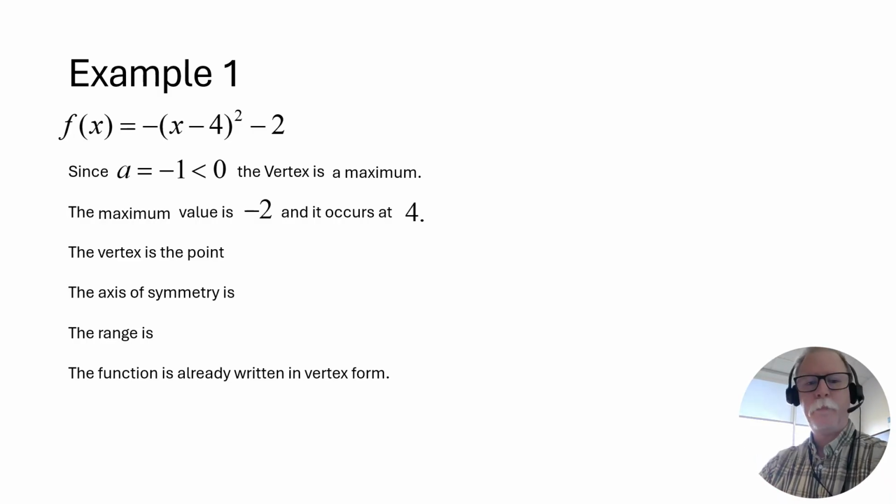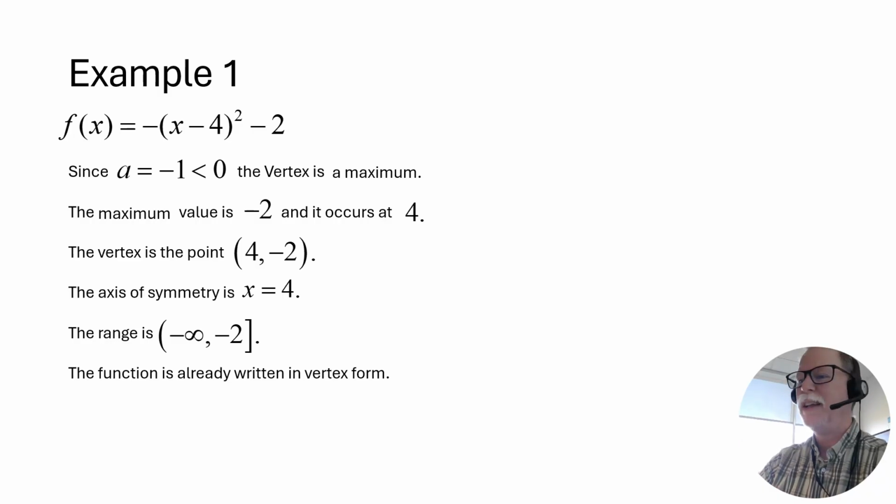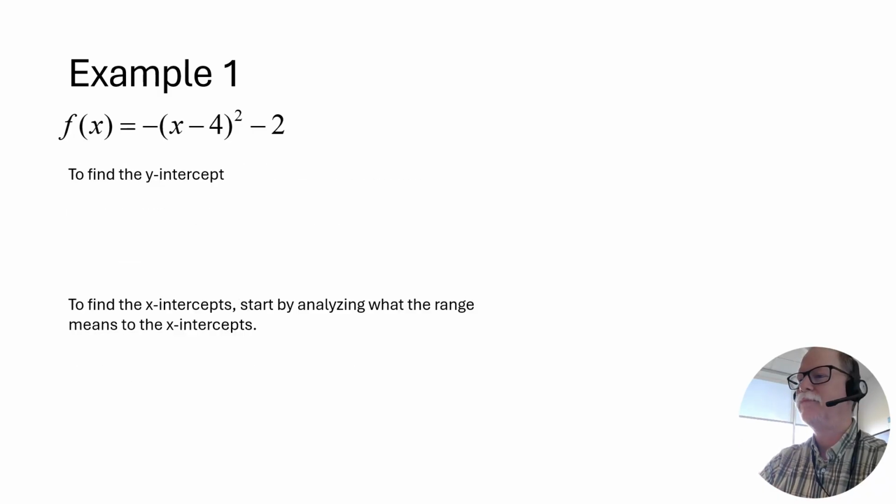The vertex is a point, so we like writing them as points right there. The axis of symmetry from the vertex as well, x equals 4. And the range, because this is a maximum, will go up to the -2 like that.